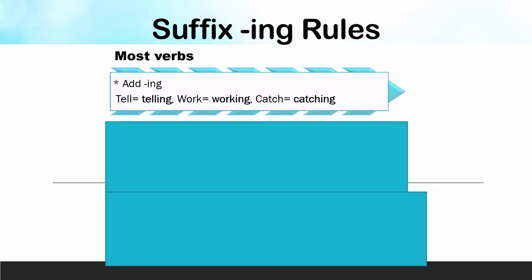So here I'm going to present you 7 rules for how to write the verbs with ing. Well, that is the gerunds. For most verbs, we only have to add ing. We don't have to make any change. So as you can see here, in tell, you just add ing, telling, no change in tell. From work, we move to working. With catch, we say catching.